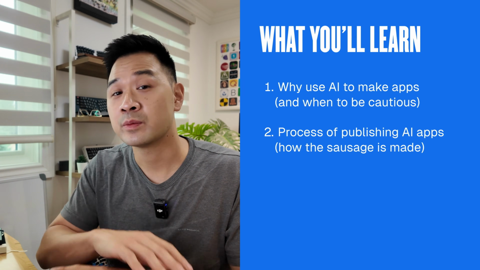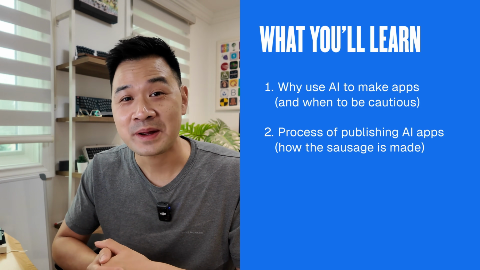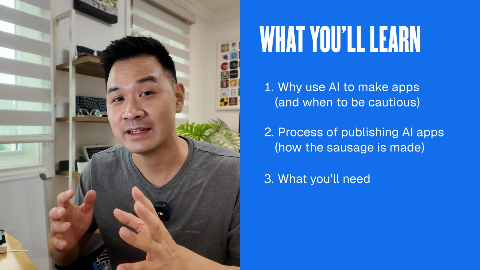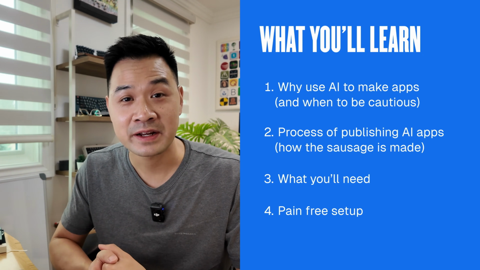Number two, I'm going to walk you through the process of making an app with AI. We need a roadmap so we know where we're going, right? Number three, I'm going to tell you all the tools and software you need to get in order to get started with this. Number four, I'm going to tell you how to set it all up and get up and running. Next, I'm going to show you how to set up a new project.